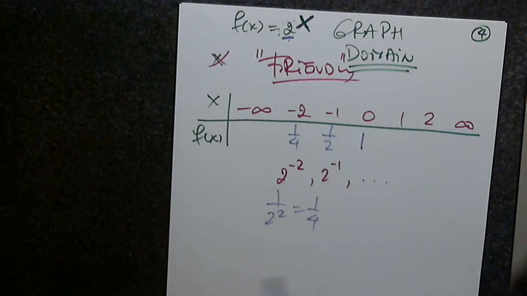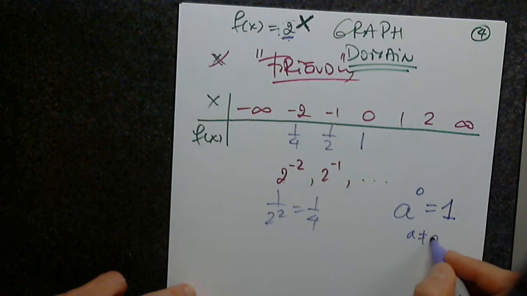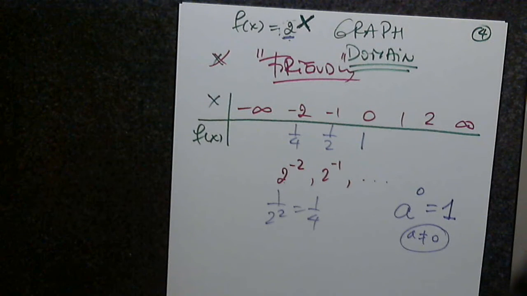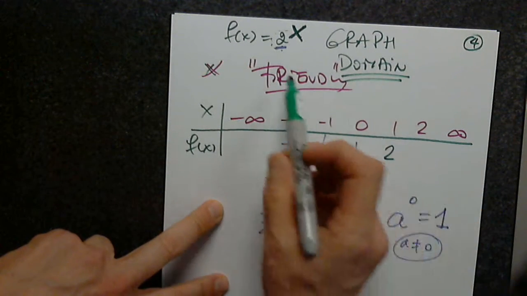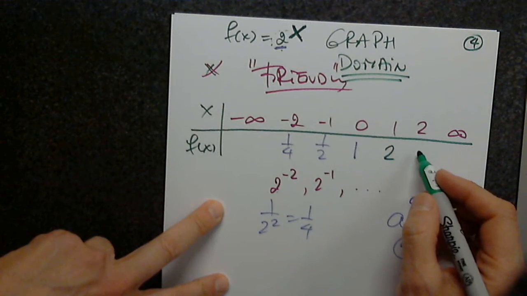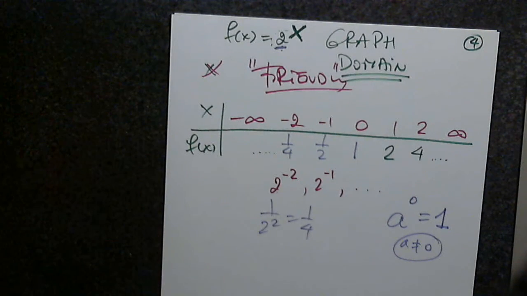1, very good. Please remember, a raised to 0 is always 1 as long as a is not 0. And of course, the base is not 0. The base is 2. Very good. So 2 raised to the first power. And 2 raised to the second power. Very good. Now I would like to determine the end behavior.